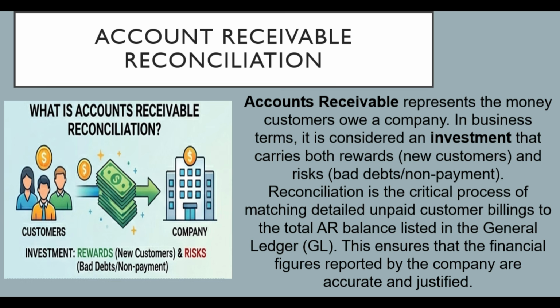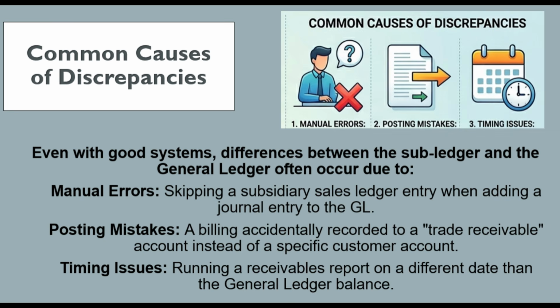If these two lists don't match, the company's financial reports are wrong. Doing this fact check ensures that the numbers the company shows to owners, banks, or the government are accurate and justified. 1. Manual errors. The oops factor.